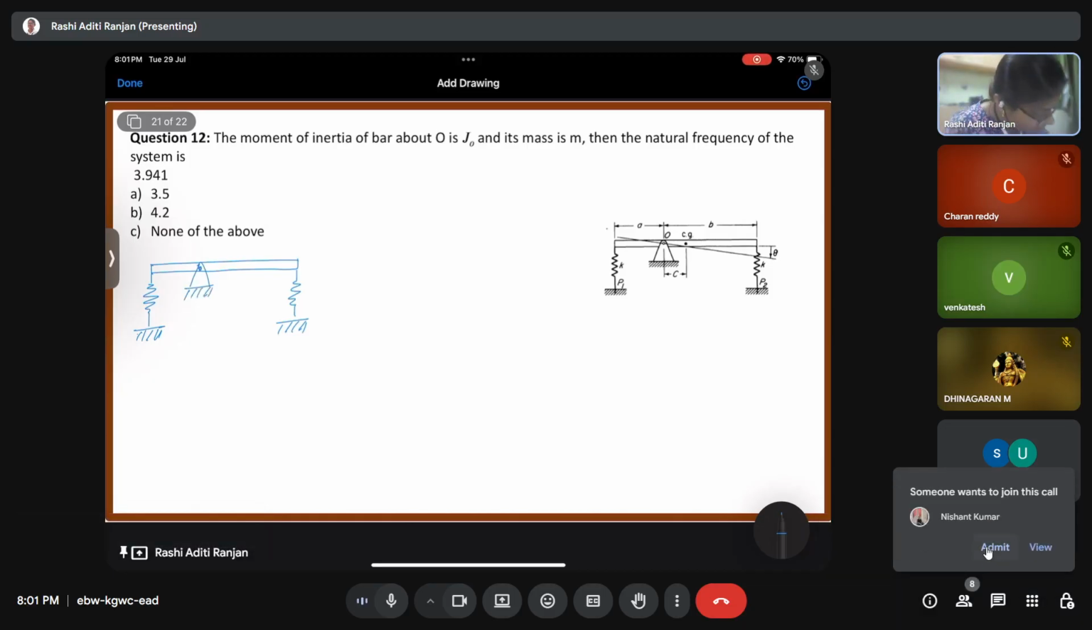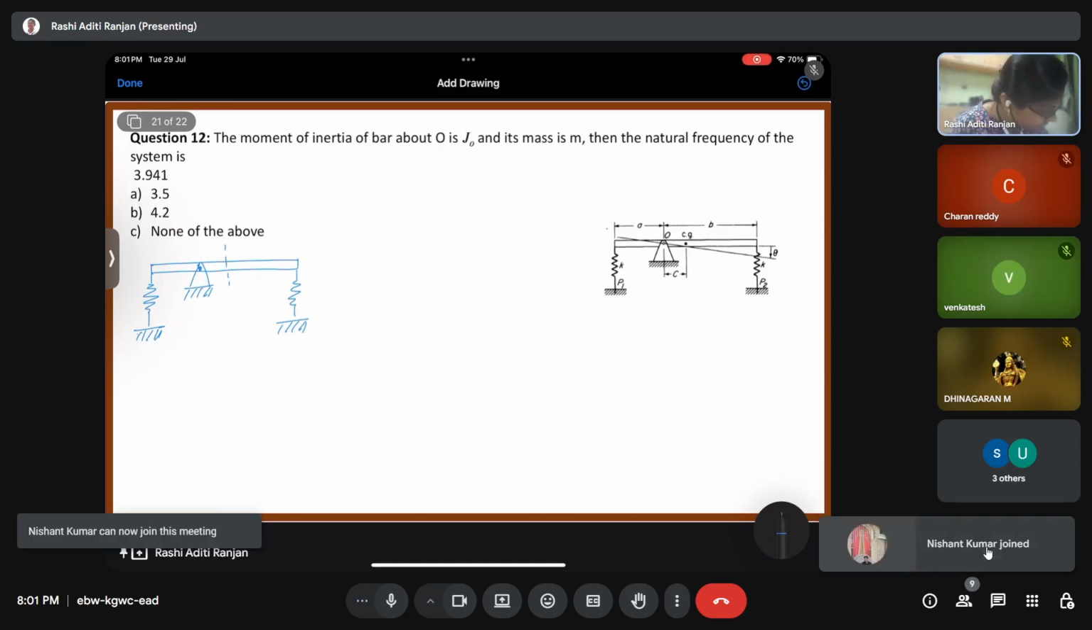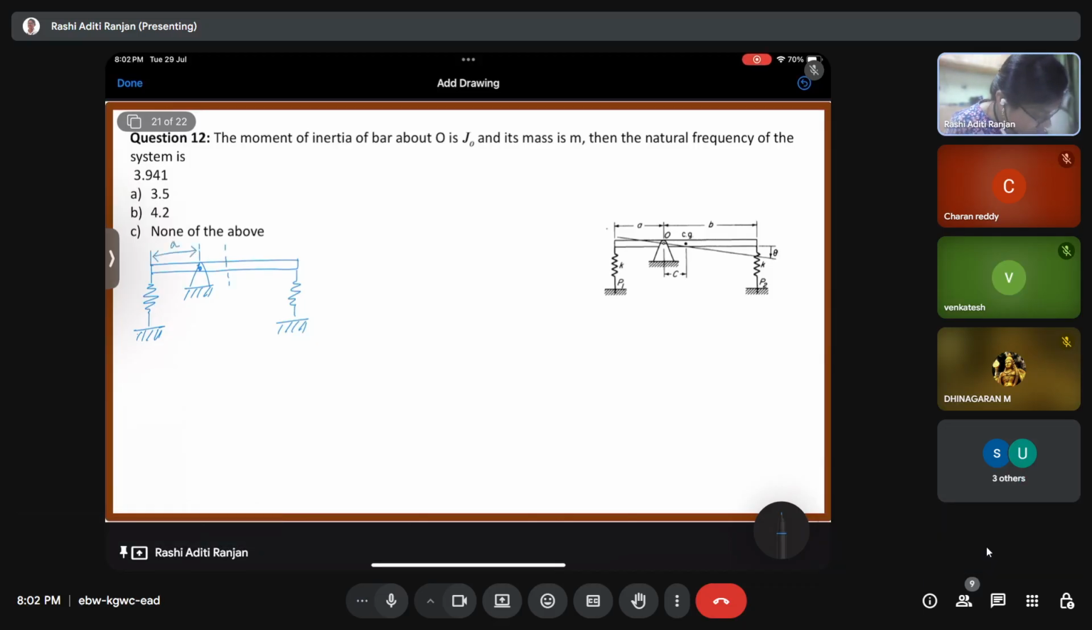And the center of gravity is over here. This is A, this is B. Here we have mg. This distance is c. For now we have P1, P2. P1, P2 is nothing but the support forces.